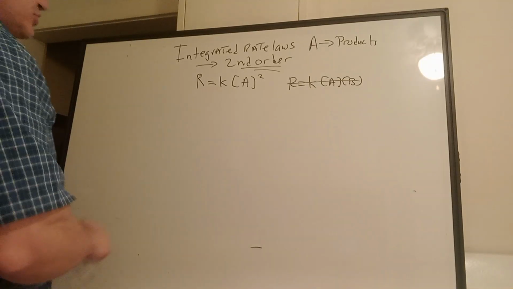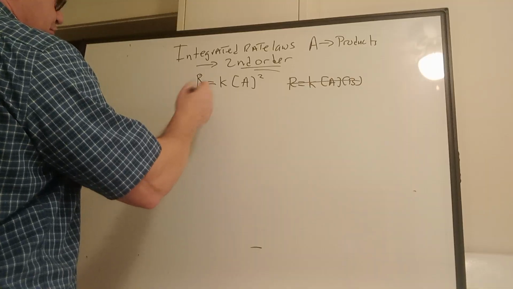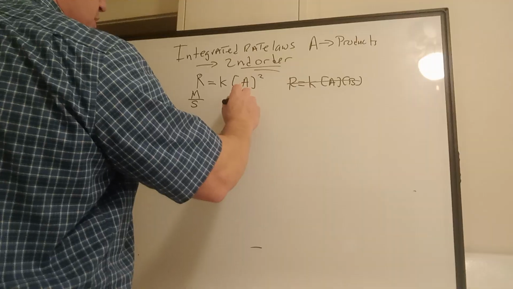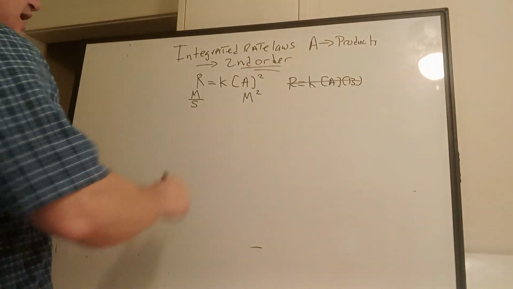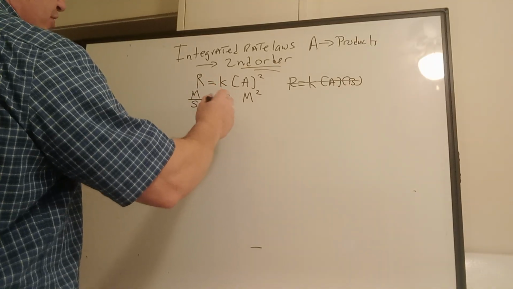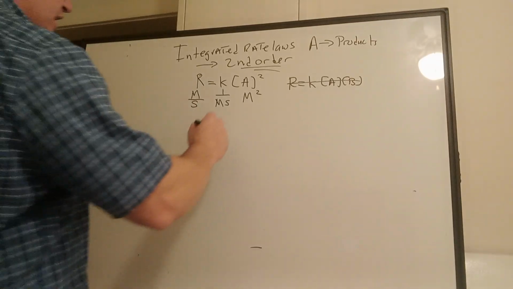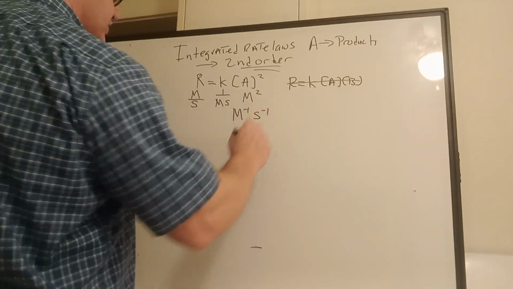So let's just talk about the units. If we have rate, it's going to be molarity per unit time. Let's just put it in seconds for the sake of argument. This will be molarity squared because it's concentration squared. That means that k has to be 1 over molarity times seconds, both in the denominator. That can also be expressed as molarity inverse, seconds inverse.